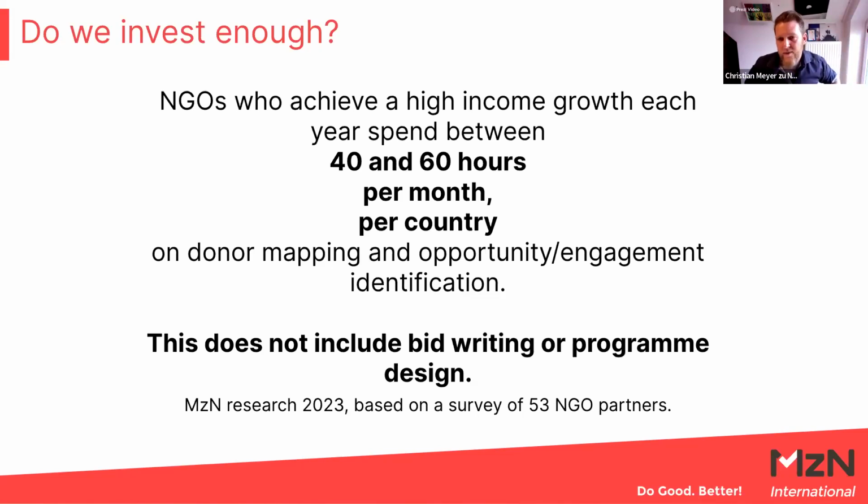And we found, it's a big range, but we found that those who achieve continuously high income growth, not just continuous high income, but actually income additions in double-digit figures, spend between 40 and 60 hours per month per country on donor mapping and opportunity engagement identification.